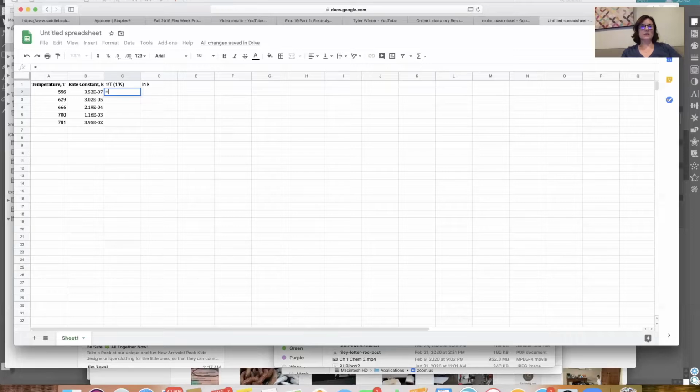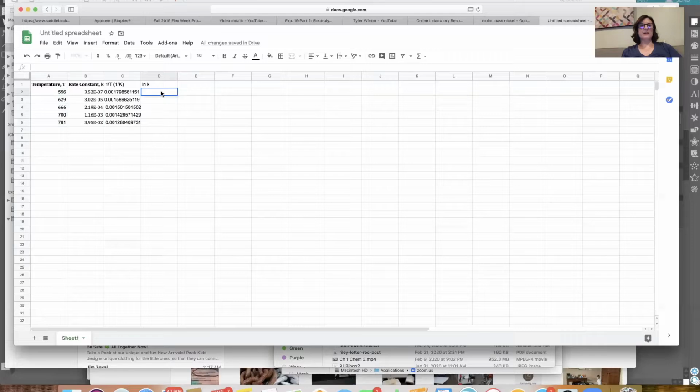I'm going to hit an equal sign, type 1 over, and click on that temperature. That temperature is already in Kelvin, so I'm just leaving it as is. I don't need to convert to Kelvin. Then I hit enter and it gives me the value. I click on the cell, go to the bottom right corner where I see the cross, and click and drag that all the way down, and it's going to calculate 1 over T for all of these values.